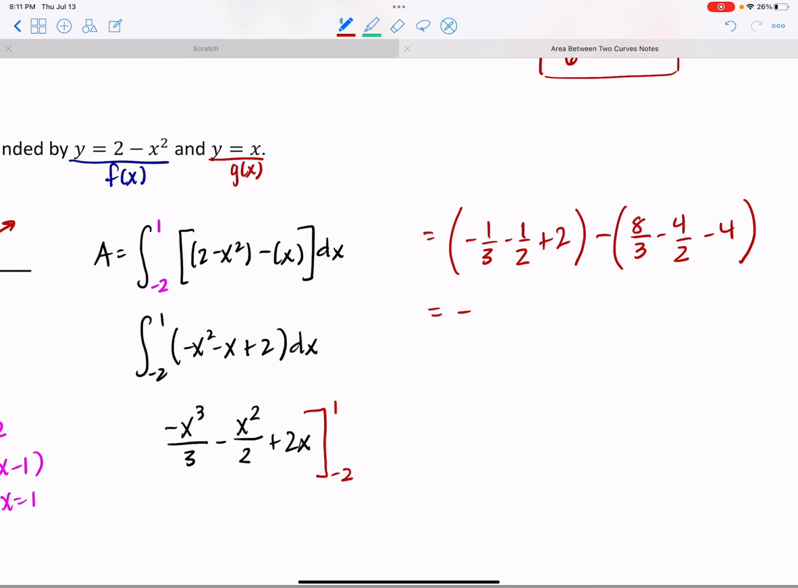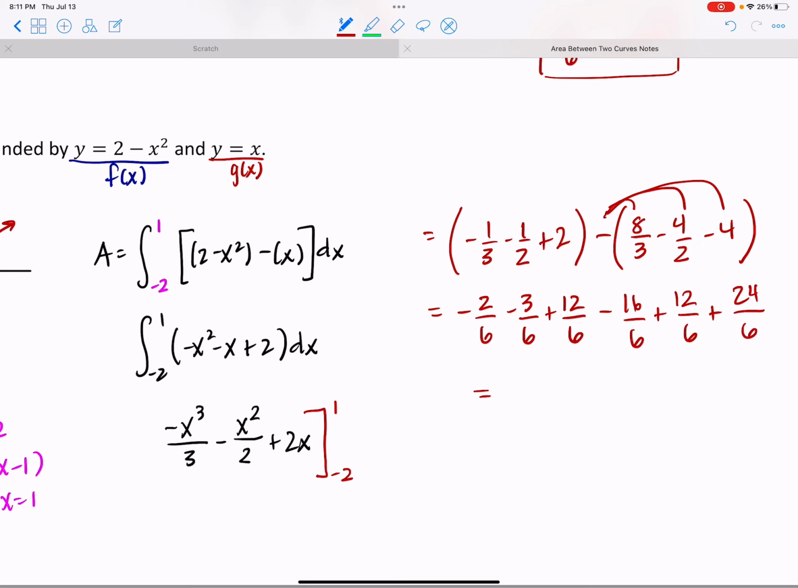So this is going to be a negative 2 over 6, a negative 3 over 6, a positive 12 over 6, a negative, when I distribute here, 16 over 6, a positive 12 over 6, and then a positive 24 over 6. And now it's some adding and subtracting, and I'm good. So negative 2 and negative 3 is negative 5. Negative 5 and 12 is going to be 7. 7 minus 16 is negative 9. Negative 9 and 12 is 3. 3 and 24 is 27. So I have 27 over 6, and that reduces. 3 goes into both of those. We get 9 halves.